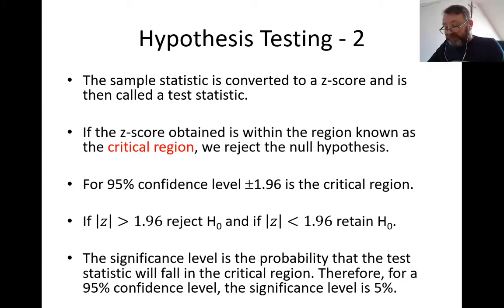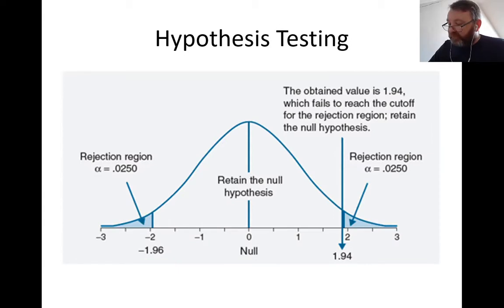The significance level, last sentence there, is the probability that the test statistic will fall in the critical region, which, as we said already, is either referred to as the 95% confidence interval or a 5% level of significance. So there's the diagram that explains it all to you. There's where you have your 0. There's your first minus 1.96, then 1.96 over here. So 1.96 is there at the second standard deviation. That's minus 1.96. That's plus 1.96.